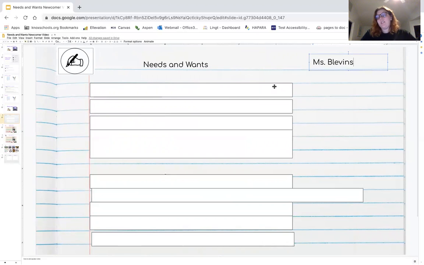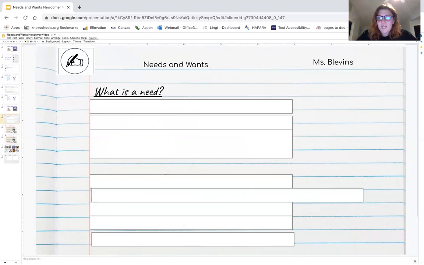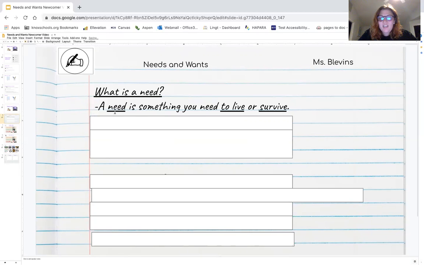So needs and wants. First, we are going to talk about needs. So, what is a need? Okay, make sure you are writing. What is a need? Well, a house is a need, so it must be important. A need is something you need to live or survive.